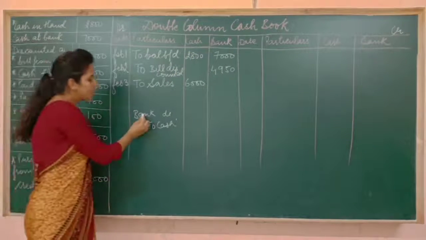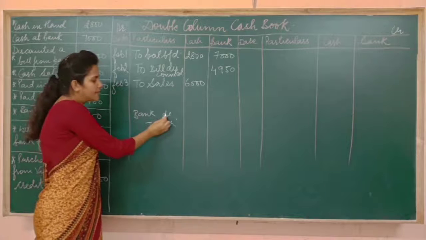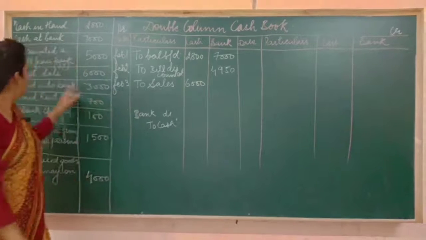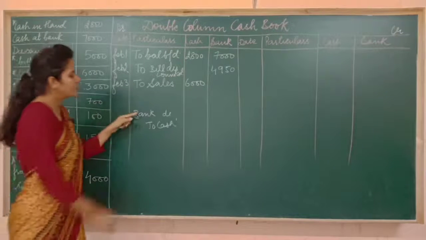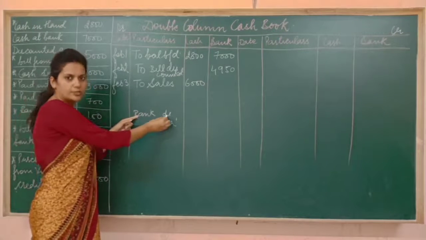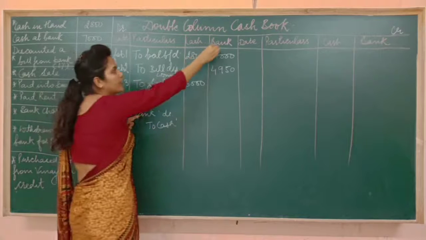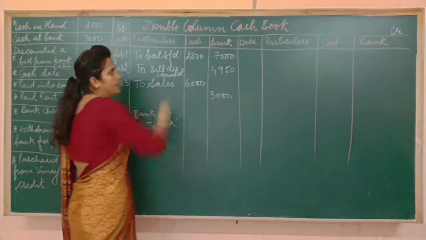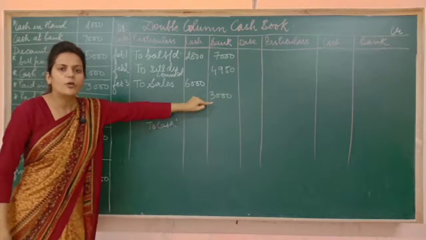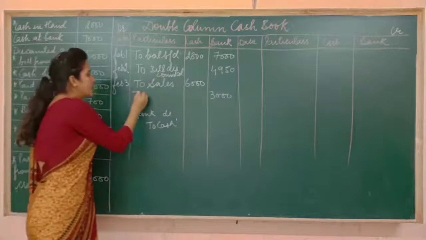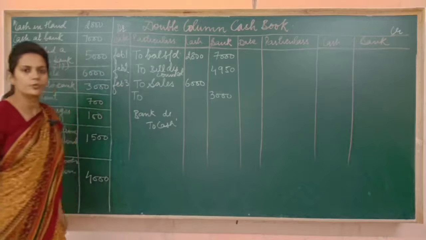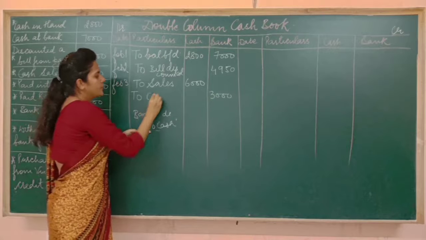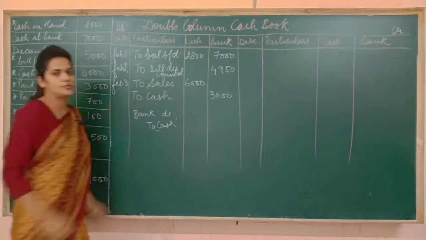Fine. In this, bank account is debited. It means the entry will be on the debit side of bank. The amount is 3,000. It means that 3,000 rupees we have deposited into the bank. Bank has become the receiver. So we are writing this 3,000 on the debit side of bank. Whatever we write on the debit side of bank always starts with the word to. Got it? And bank is debited because of cash. So I'll write here to cash.